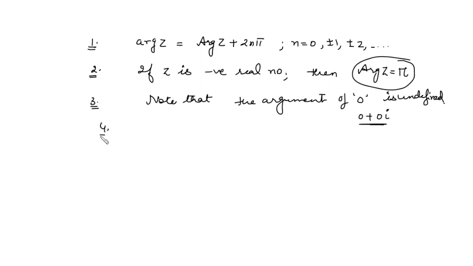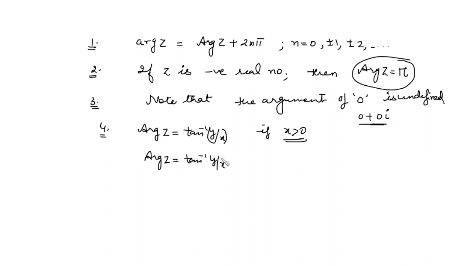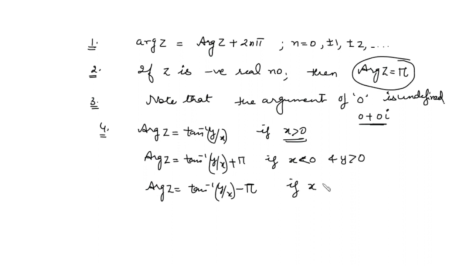And the principal argument of z is tan inverse y upon x if x is positive. The principal argument of z is tan inverse y upon x plus π if x is negative and y is positive. The principal argument of z is tan inverse y upon x minus π if x is negative as well as y is negative. So in this way we will find the principal argument. Once the principal argument is known to you, we can find the argument of z.